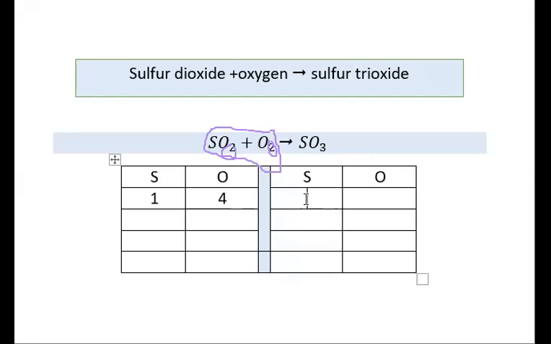Well done, Kian. And then I am going on to my product section, right? So how many sulfurs do I have now? I have 1 sulfur. And how many oxygens do I have? 3. Well done, guys. Okay, so now I want to balance it out. So I see that there's 1 sulfur on this side and there's another sulfur on this side. And there's 4 oxygens on this side and 3 oxygens on the other side.